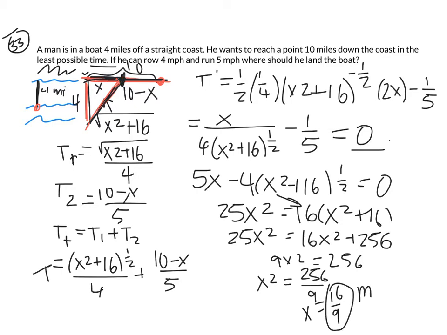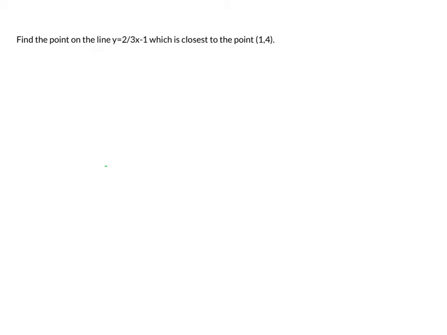So that x right here would be the distance downstream where he'd want to land. You can plug that back in and find how much time he would row for and how much time he would run for, but it's just asking you to find the distance downstream, so that would be the distance.